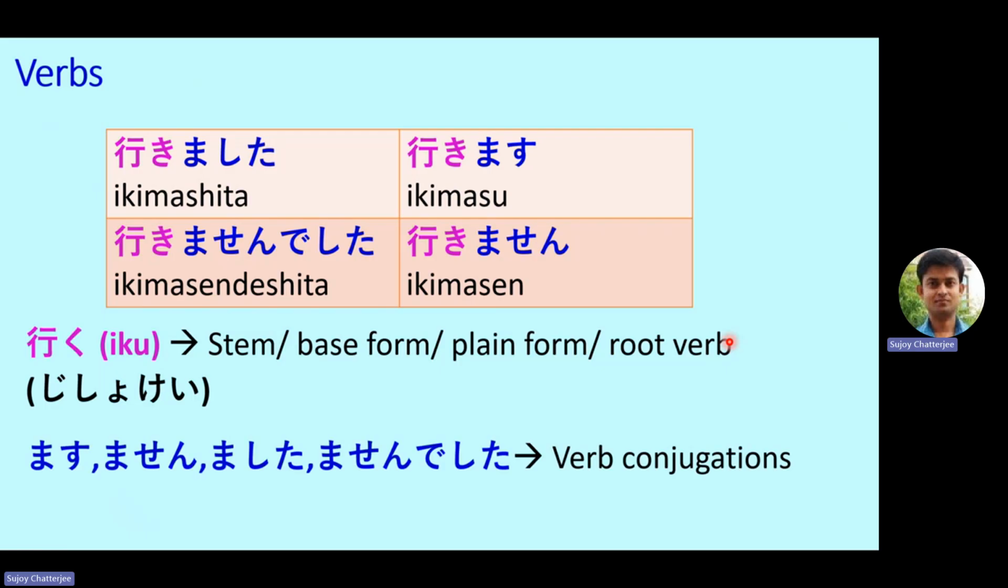And the mas, masen, mashita, and masendeshita, these are called conjugations because these give the tense of the verb. So in today's lesson, we shall learn the rules of how to convert the base verb into the mass forms. That is how iku becomes ikimas, how iku becomes ikimashita, ikimasen, or ikimasendeshita. What rules govern that conversion? We shall look into it today.